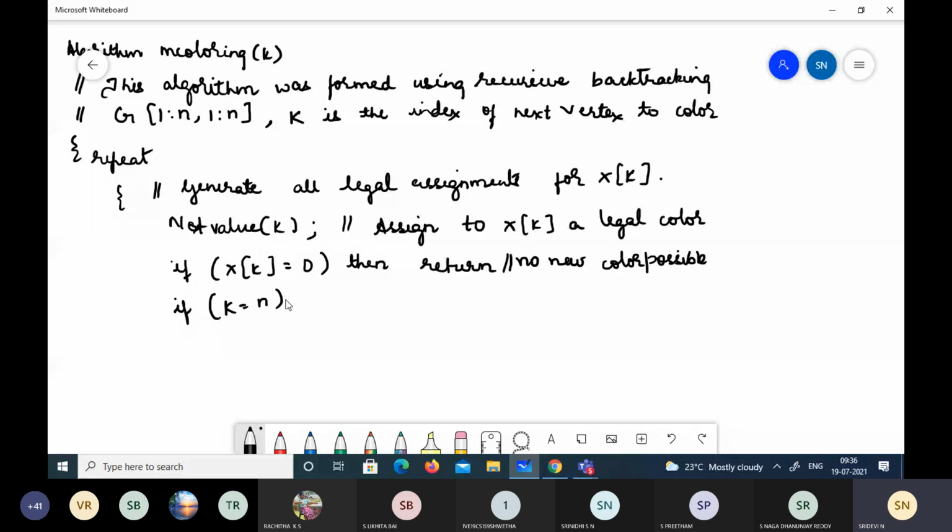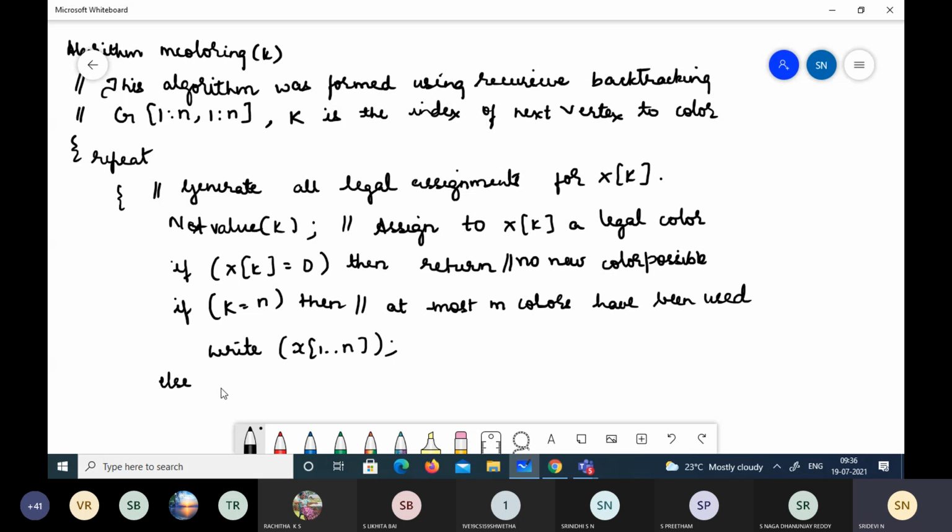If, on the other hand, K equal to n, then we can print it: at most m colors have been used to color n vertices, and we can write all those. What are the colors which are used? Else, we color the graph again, passing the next vertex to find which color should be used to color that particular vertex. If x of K equal to 0, then no new colors are possible. If it is equal to 1, then all colors have been used and we just write everything. Otherwise, we give one color and check whether the particular vertex can be colored.